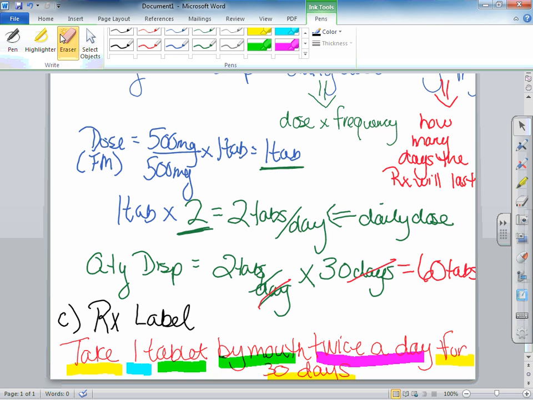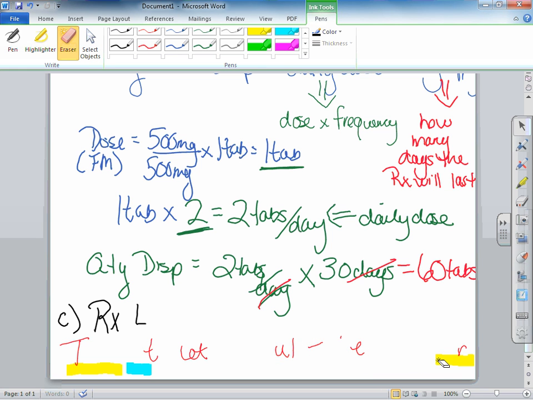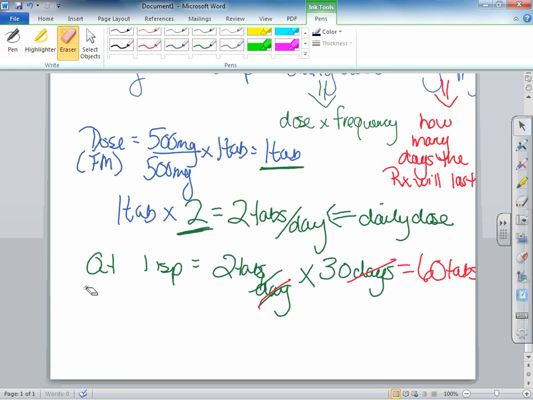All right, let's go ahead and look at number 2. Number 2 is very similar to number 1. You have the same concept as far as interpreting the order and providing the prescription label.